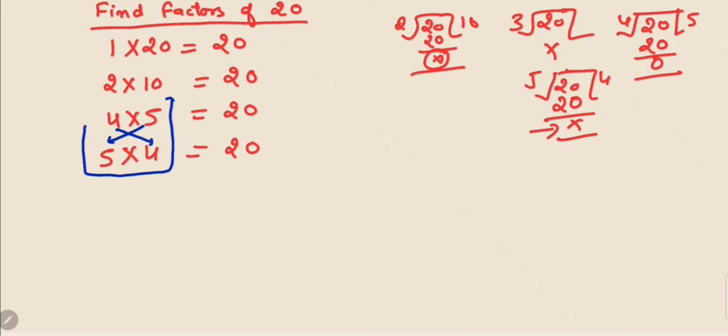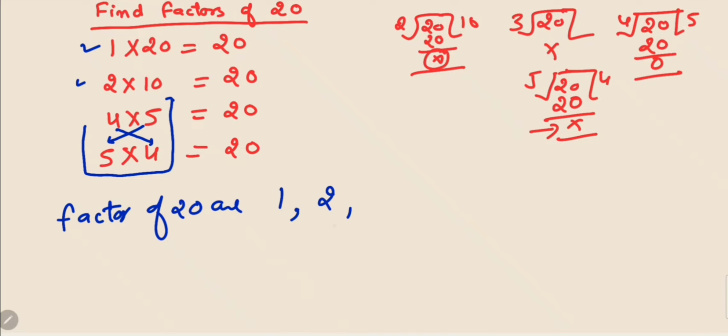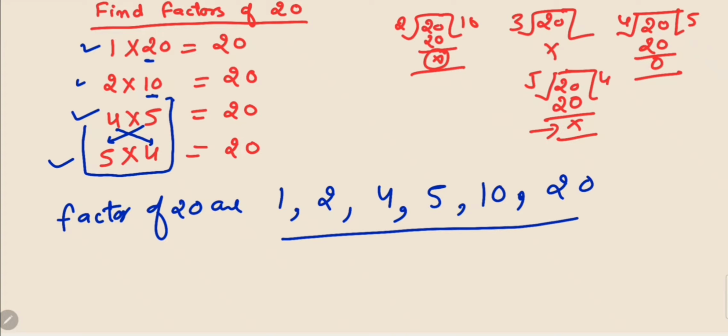So we'll write the factors of 20 now. The factors of 20 are 1, next is 2, next one is 4, next one is 5. 4 and 5 I have written, next will come, after 5, 10 and after 10, 20 will come. These are the factors of 20. Let's take one more example.